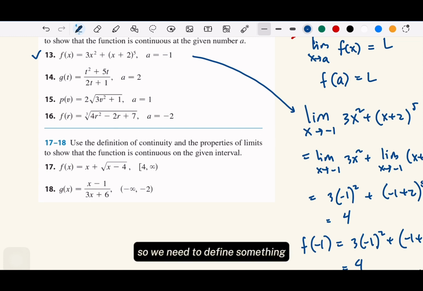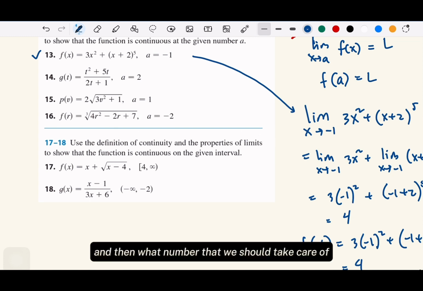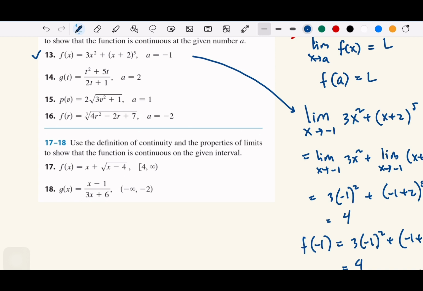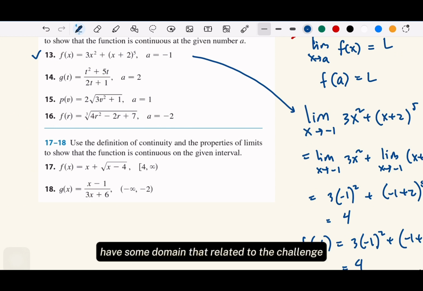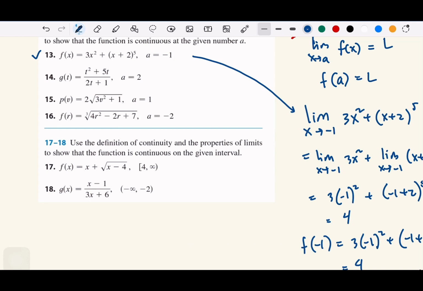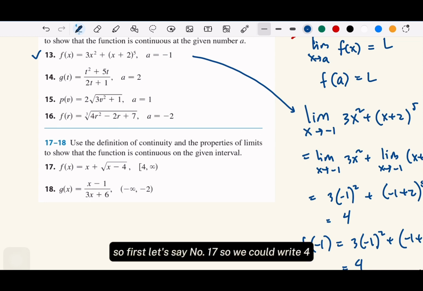So we need to define something, because we have an interval, and then what number we should take care of. First, if you see number 17, you have x plus the square root of x minus 4, and of course from the square root, we need to have some domain related to this function. The x minus 4 needs to be at least 0, right? So that means this interval is true.